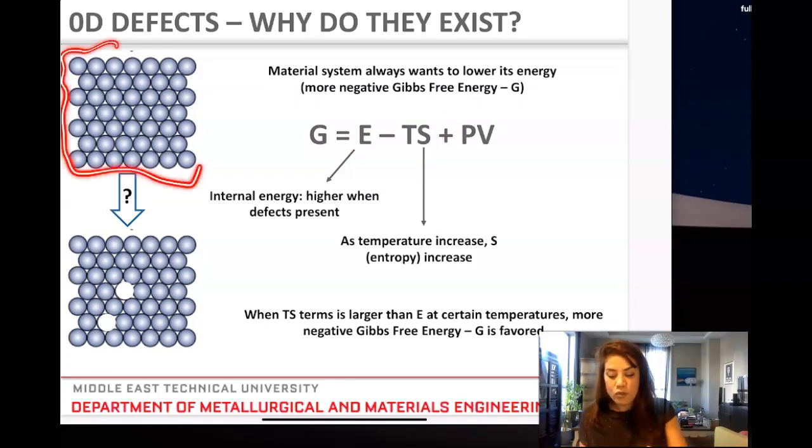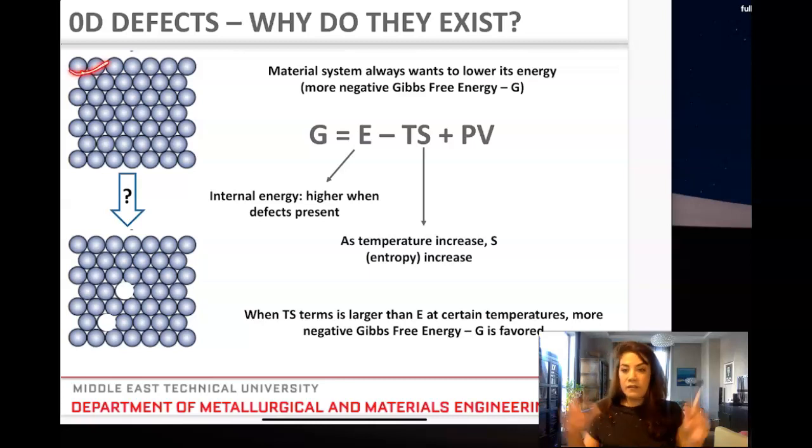If a material system wants to lower its energy and have that perfect interatomic spacing, accomplishing that energy minimum, why would a system want to go to a state where it has some vacancies in it, for example, as a zero-dimensional defect? Well, it lies in the Gibbs free energy terms. The internal energy is higher when you create vacancies, the defects inside the material. You increase the internal energy of the system. Also keep in mind, we have a solid system. In a solid system, the pressure and volume change with temperature or with increase in vacancies is ignorable.